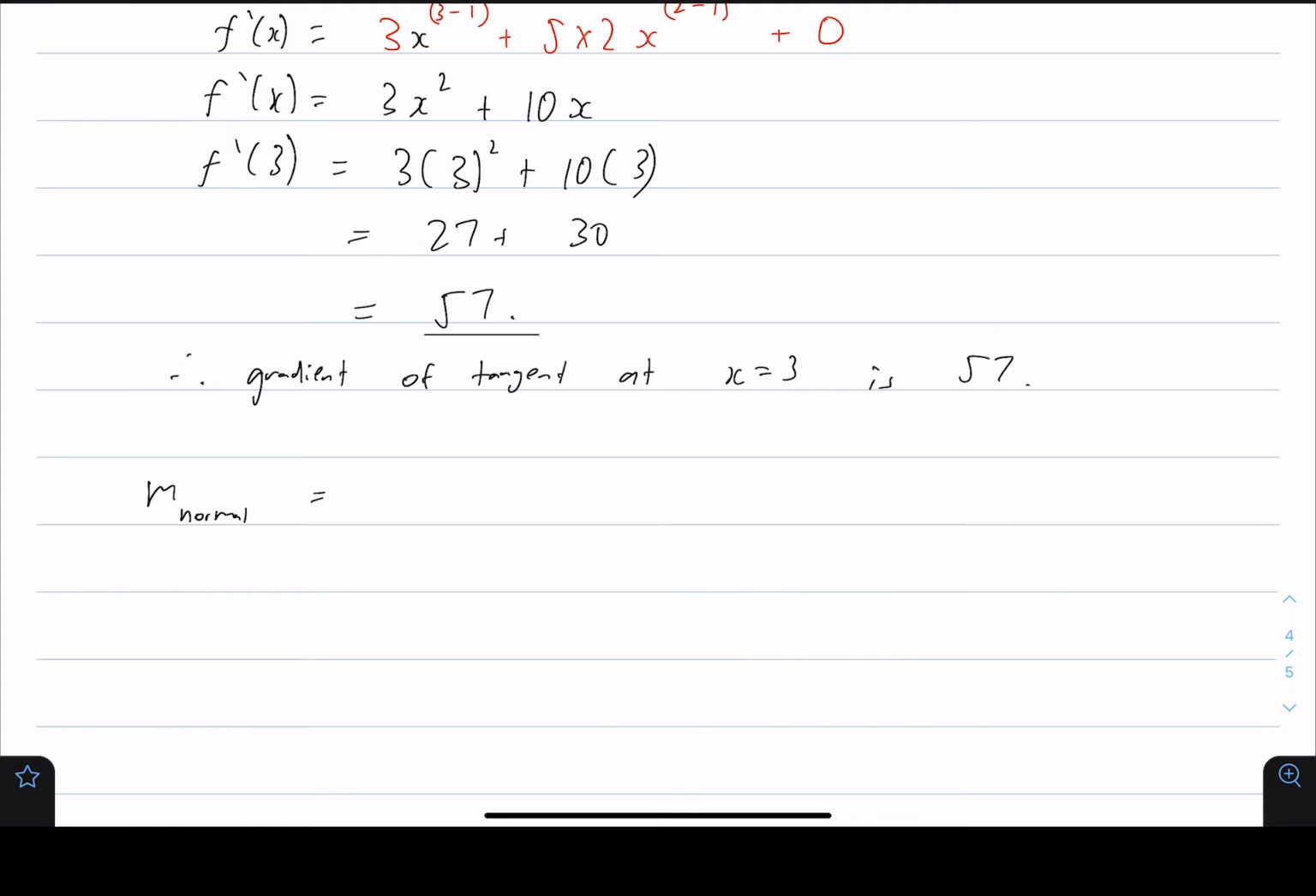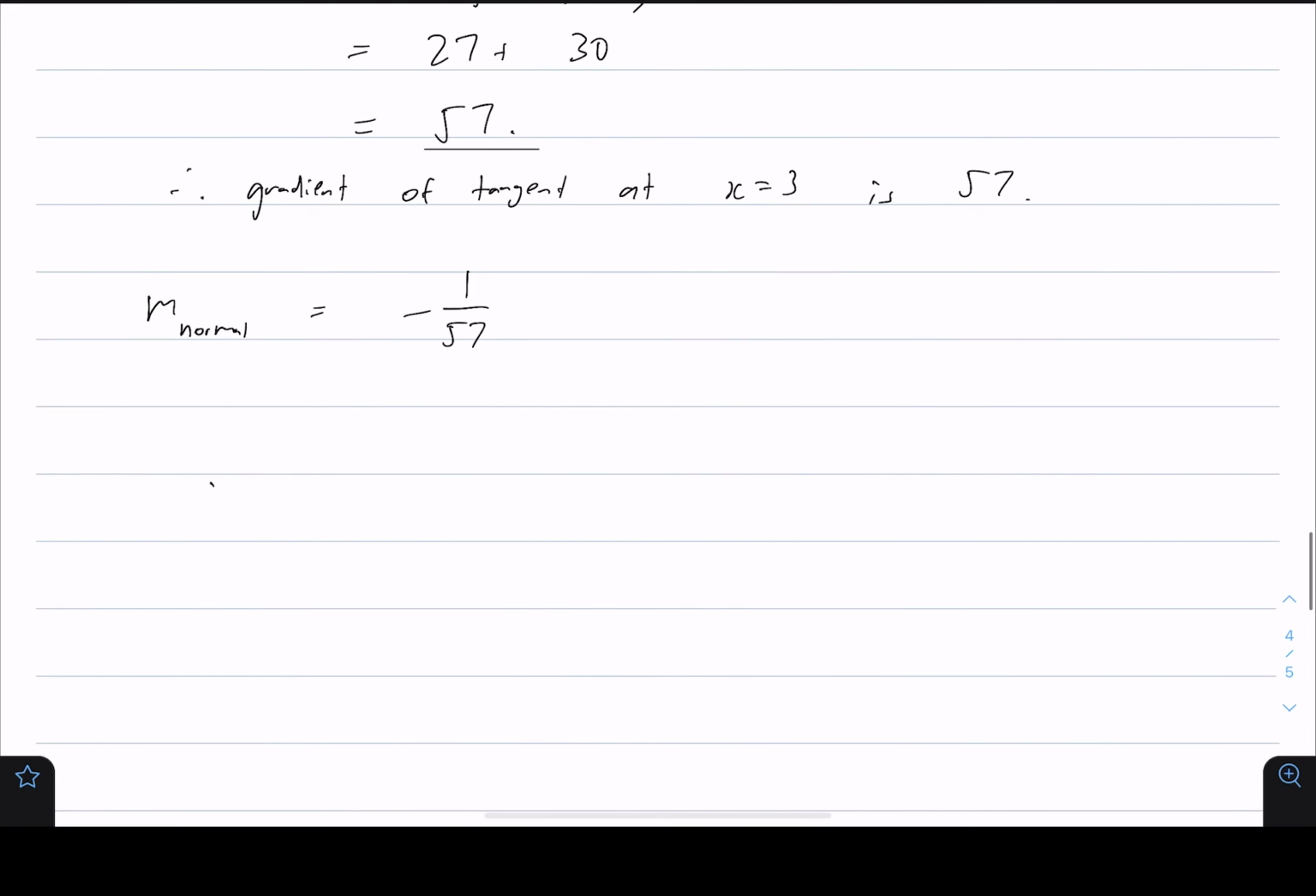So m is how you would normally write gradient, and it is negative 1 on 57. If we want to find the equation of the normal, we should use the gradient point form. So what is that? y minus y1 equals m outside x minus x1, where x1 and y1 is a known point. We only know one point though, which is x equals 3. To find the associated y point, we need to actually sub it into the original function.